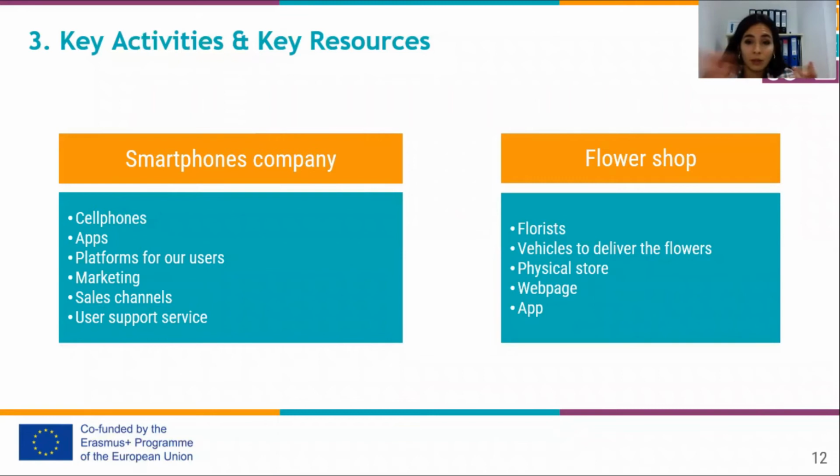And here we have a flower shop. A flower shop will need human resources, and that means they are going to need florists in order to sell and to prepare the different bouquets. I'm going to need vehicles to deliver the flowers that I'm selling. I will need also a physical store to offer my products and to establish these customer relationships. I will also need a web page because I'm sure that a lot of people are going to ask for the different bouquets through the web page. And I will need also an app, for example, to follow up the delivery of the product, both through the web page or even in the physical store.